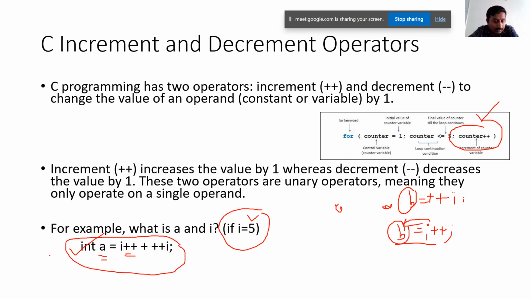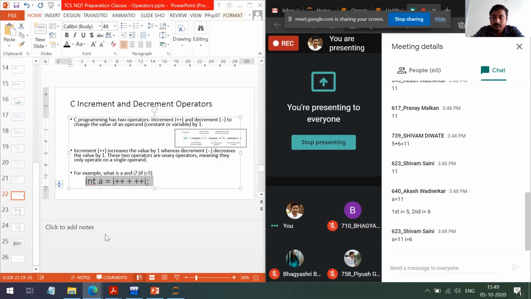Now you try to solve this problem. You tell me what is the value of I and a after the execution of this statement. Initially the value of I is 5. You put your answer in the comment. Okay, so I am getting 6 and 11 as the answer.